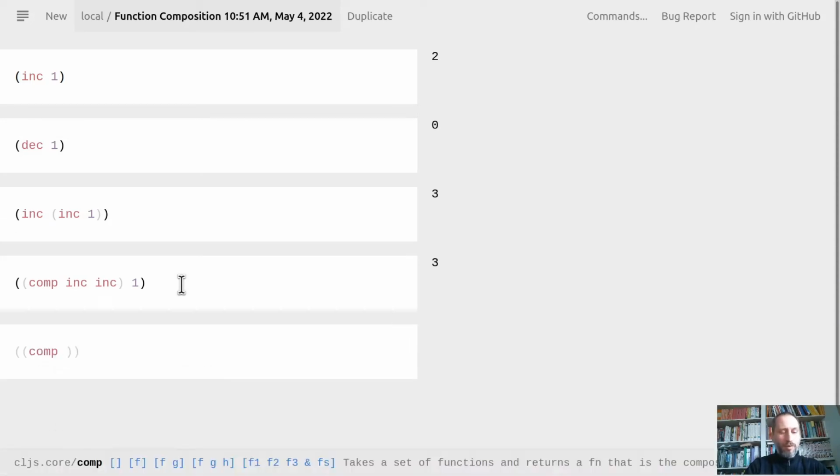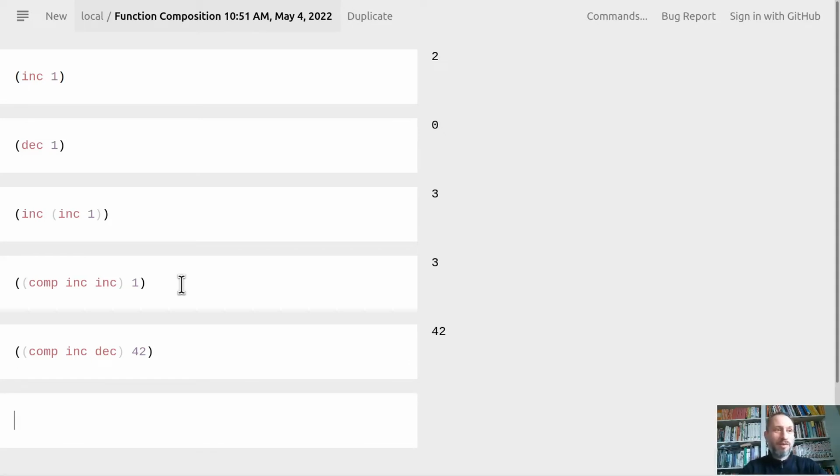What if I compose inc with dec? Again, it's a very silly example. If I put 42 in, what do I get? I get 42, because first I decrement it, so I get 41. Then I increment it, I get back to 42. So we did function composition to have something which is basically the identity for numbers.